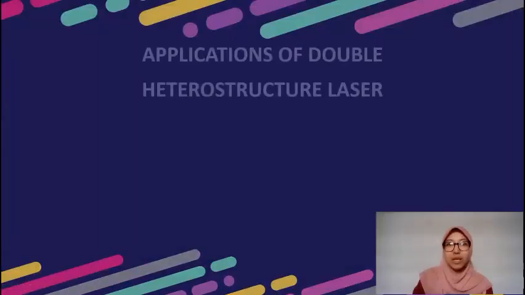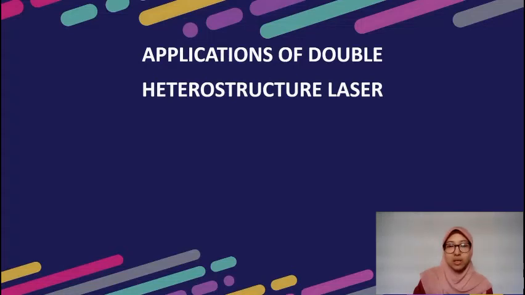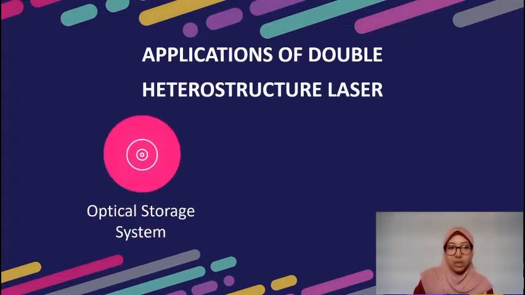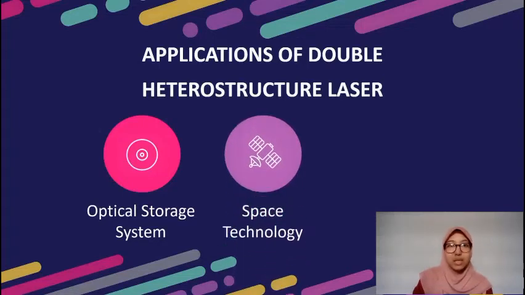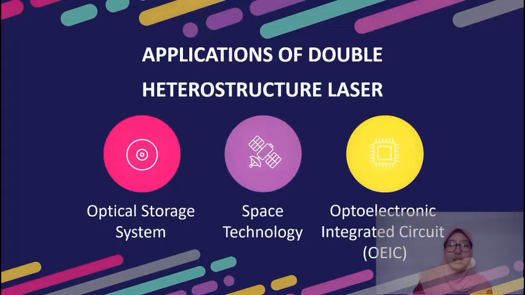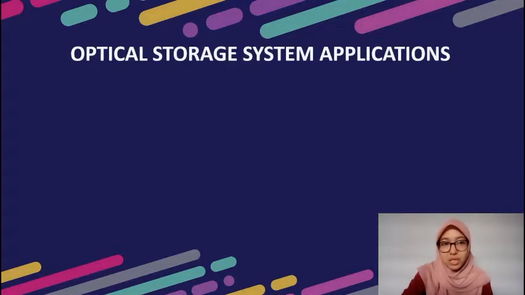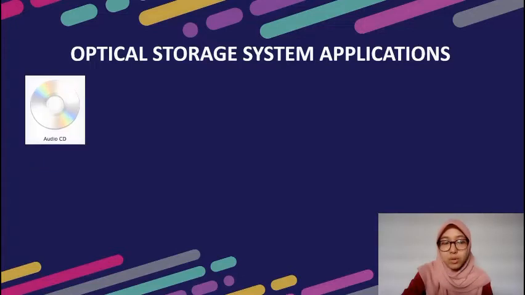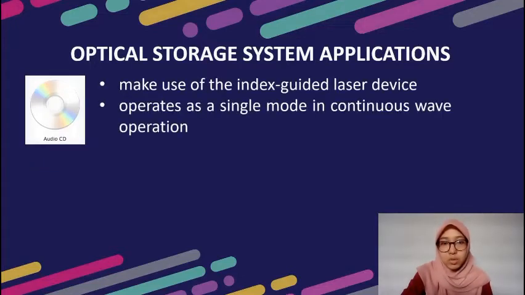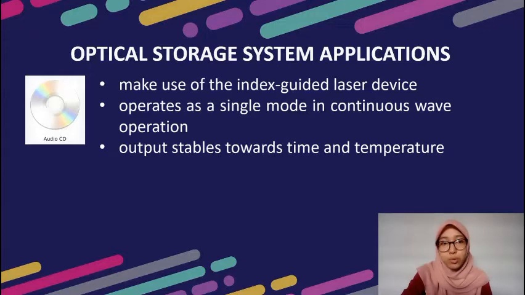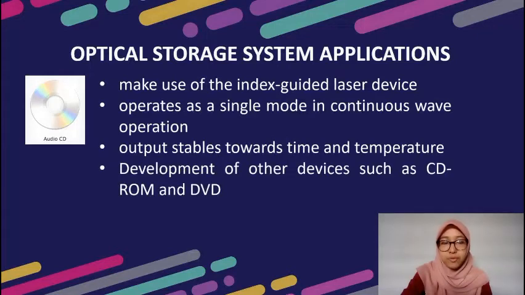So for the next part, applications of double heterostructure laser. There are three applications. The first one is optical storage system. Second one is space technology, and the third one is optoelectronic integrated circuit (OEIC). For the optical storage system applications, the example is audio CD, which is audio compact disc. Audio compact disc makes use of the index-guided laser device, which operates as a single mode in continuous wave operation with output stable towards time and temperature. Further development of optical storage system applications after audio CD are CD-ROM, which is compact disc read-only memory, and DVD, digital video disc.